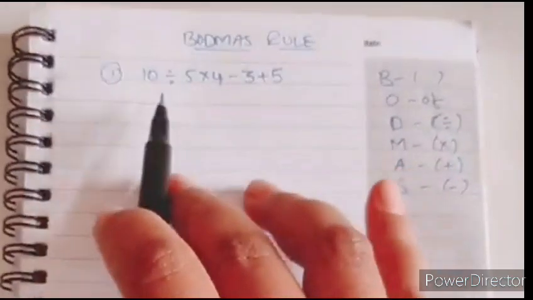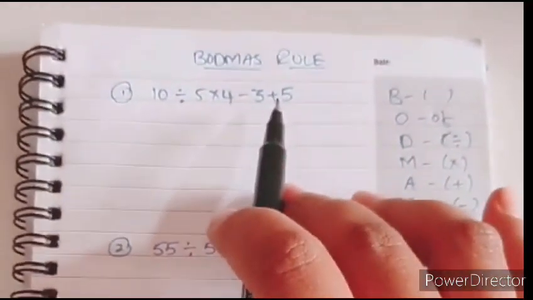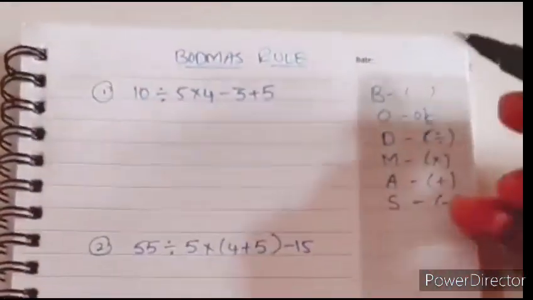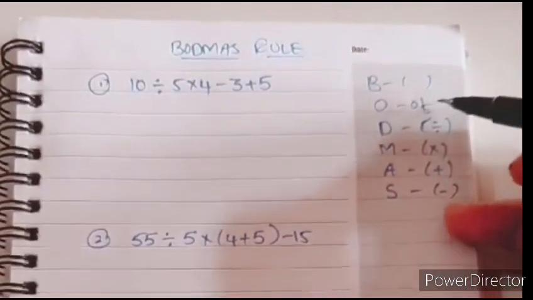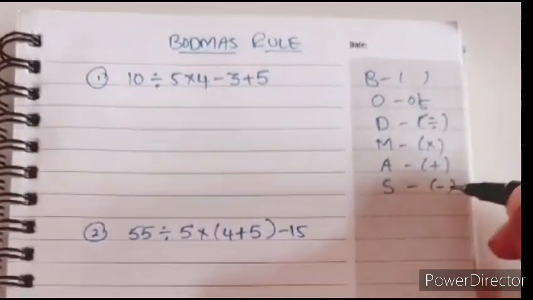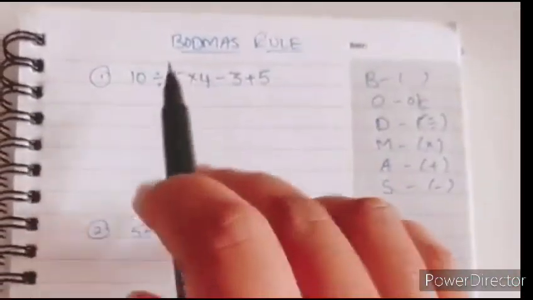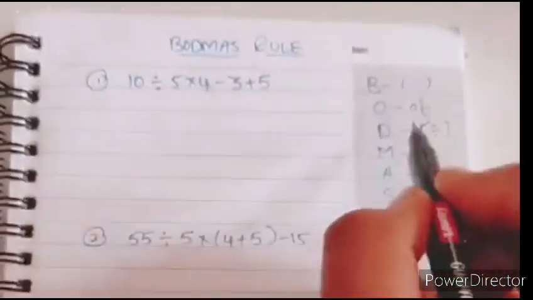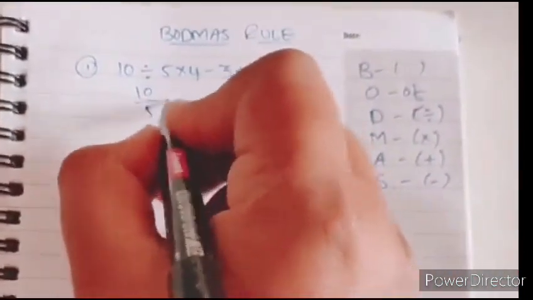So first problem, 10 divide 5 into 4 minus 3 plus 5. So BODMAS: B means bracket, O means of, D means division, M means multiplication, A means addition, S means subtraction. So first here we use division. So 10 divide 5 into 4 minus 3 plus 5. So 5 ones are 5, 5 twos are 10, so 2 into 4 minus 3 plus 5.